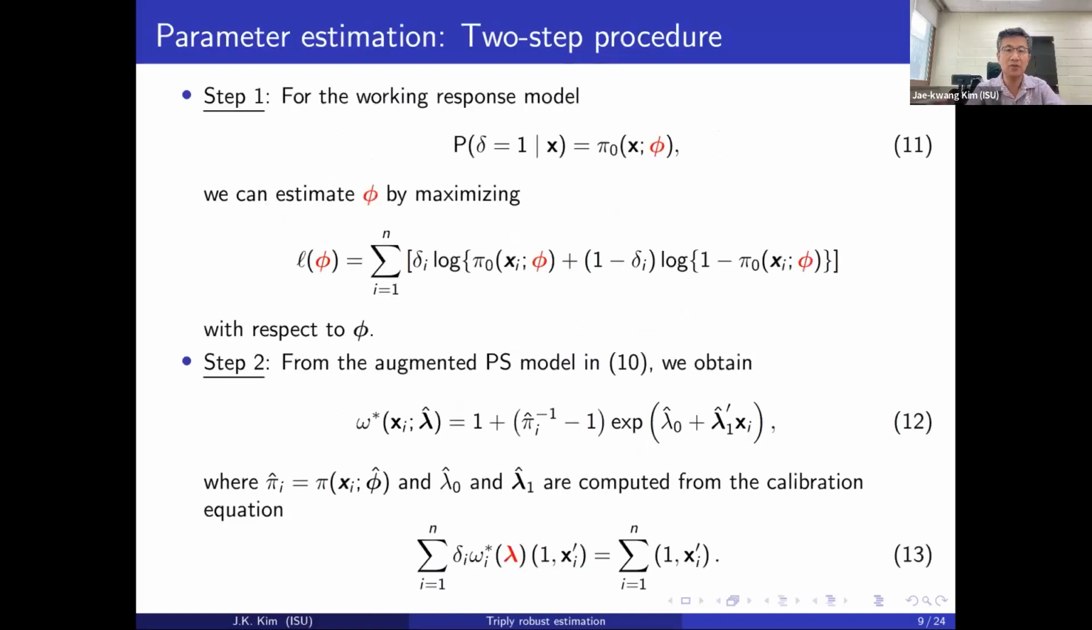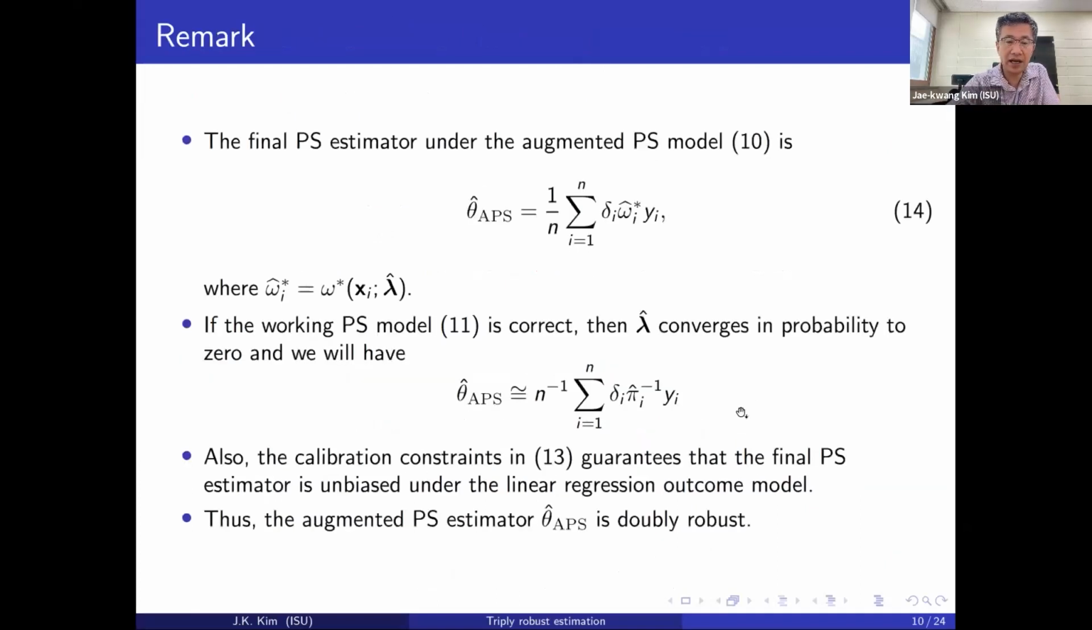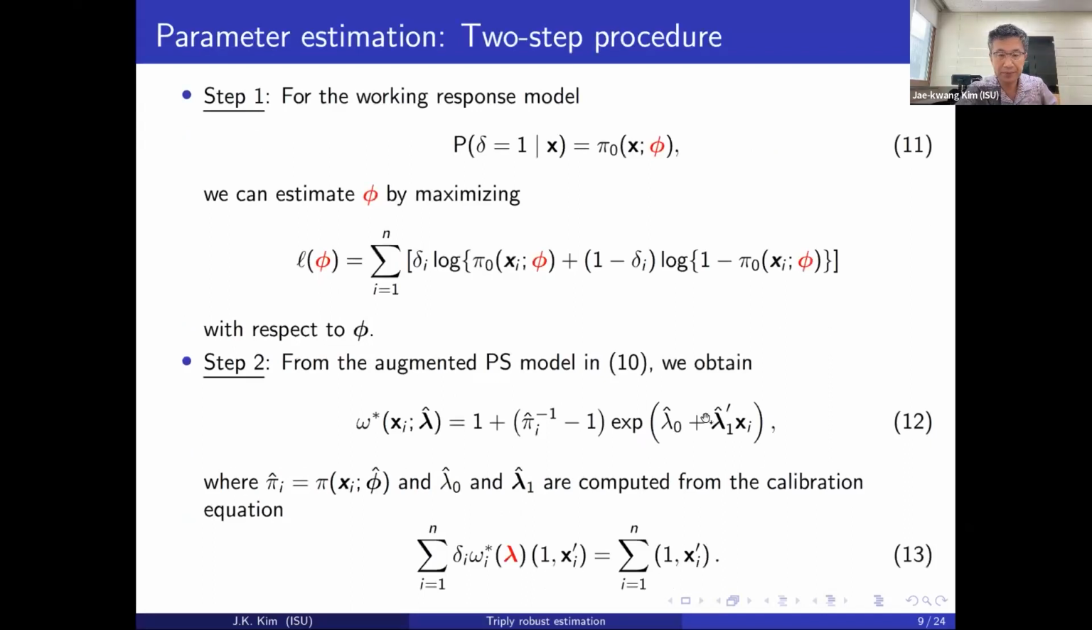So that is basically the key idea. And once you find the model, the estimation itself is relatively easy because it's just solving for parameters using a standard method. Step 1, we use the maximum likelihood estimator for the working model parameter. Step 2, for estimating the augmented model parameter, we use this covariate calibration equation, because this is what we want to impose at the sample level, right? So that is a two-step procedure. Lambda is the augmented model parameter, and phi is the original working model parameter.